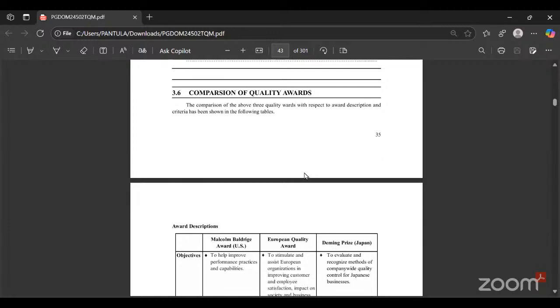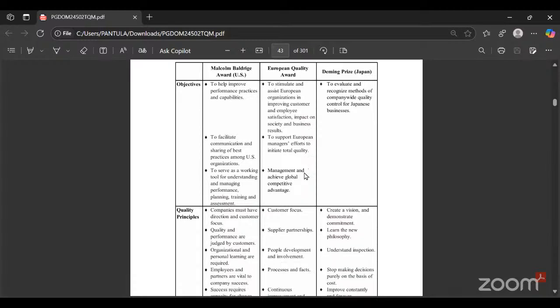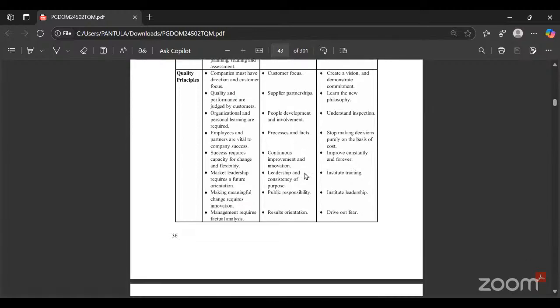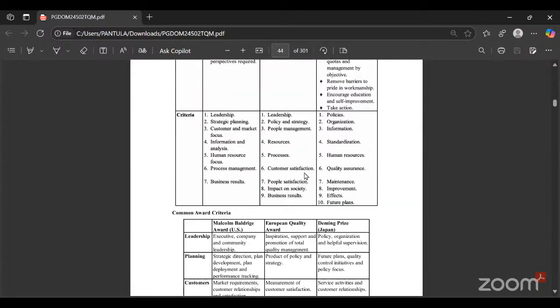Comparison of quality awards. When we compare the quality awards, this is a very good expected question as far as the external examination is concerned. Objective-wise, we are comparing three models: to help improve performance, to assist European organizations in improving customer and employee satisfaction, and to evaluate and recognize the methods of company quality control, Japanese business, and quality principles and criteria. So you can read this because we don't have enough time to go through each and every point. We already discussed this point.